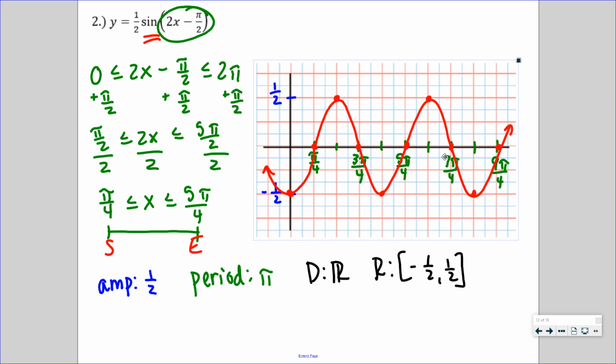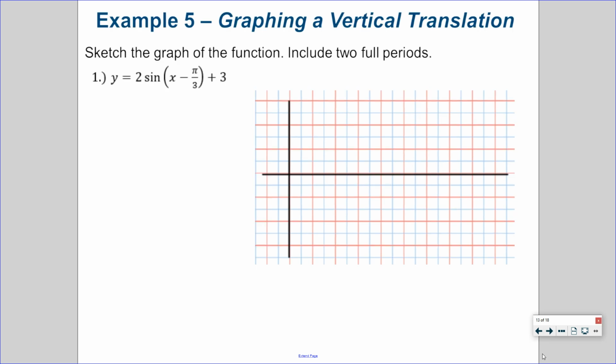Okay. Last level. We're going to throw in a phase shift and a midline shift. Okay. This is level 7. There's only 2 levels left. Wait. There's a level 9? No, 7 and 8.